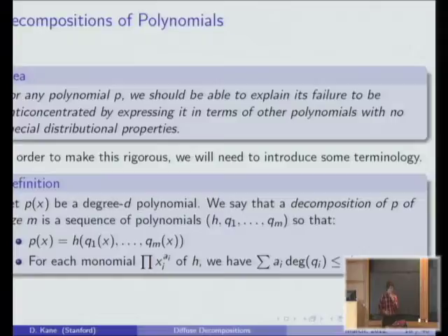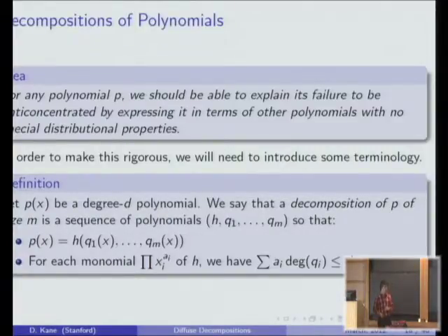These are the degrees of the monomials of H. Basically, what I'm saying is that if we write out this formula, p of x is h of q1, q2, q3, through qm, and expand it out, I want it to be the case that when we expand this out, we never wrote down any term of degree more than d. And this is just the rigorous way of saying it.